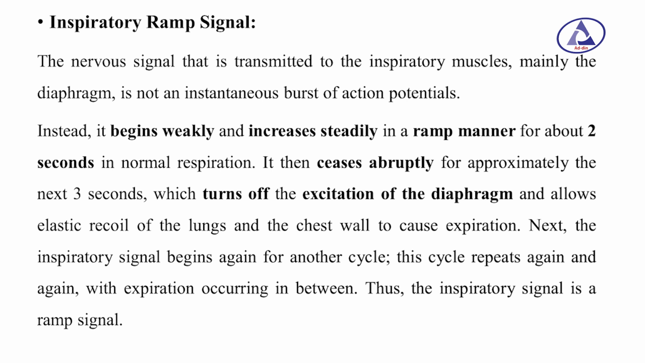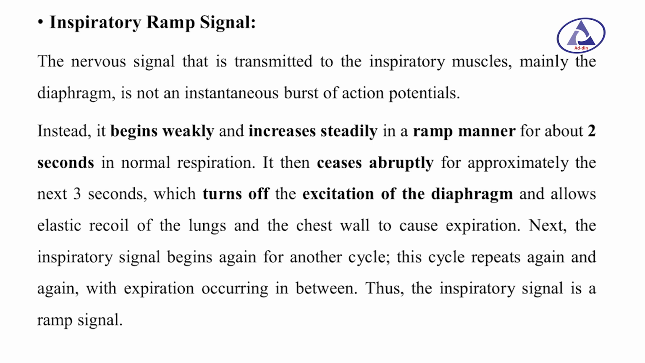Then what will happen? The lungs will swell and burst out otherwise. So it ceases abruptly for approximately 3 seconds. By which center? Pneumotaxic center, right? Which turns off the excitation of the diaphragm and allows the elastic recoil tendency of the lungs and the chest wall to cause expiration. Everyone clear? Next, the inspiratory signal begins after another cycle, and this cycle repeats again and again, with expiration occurring in between.